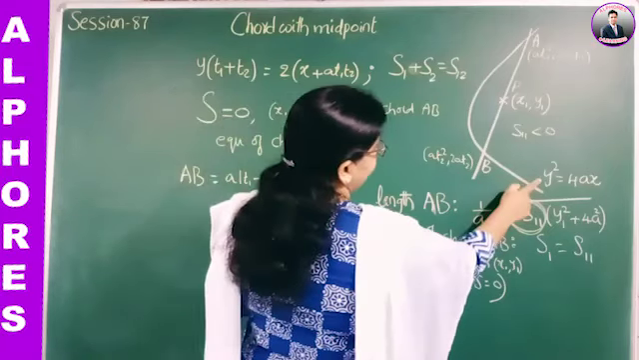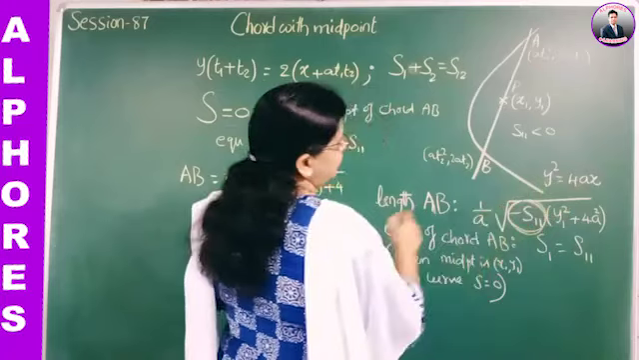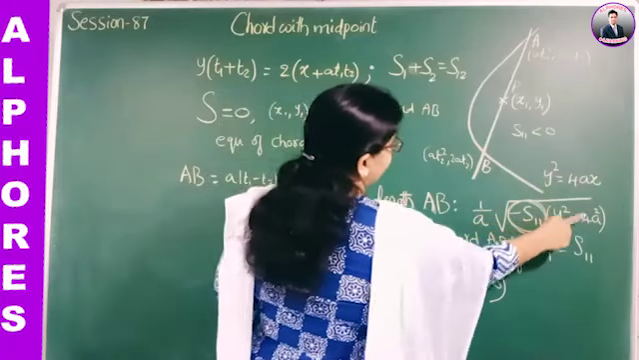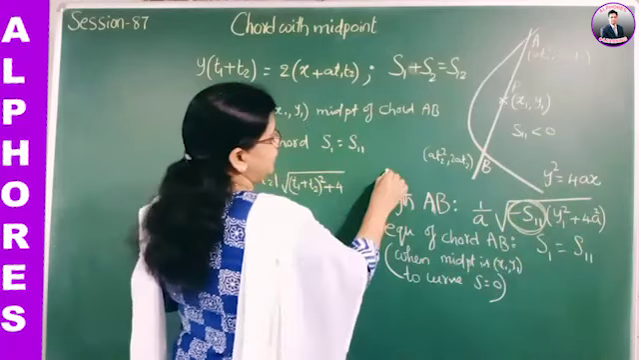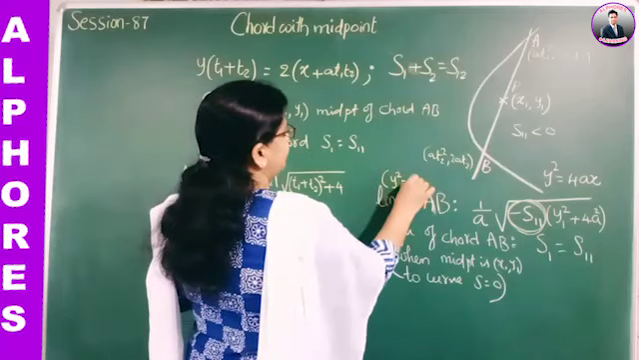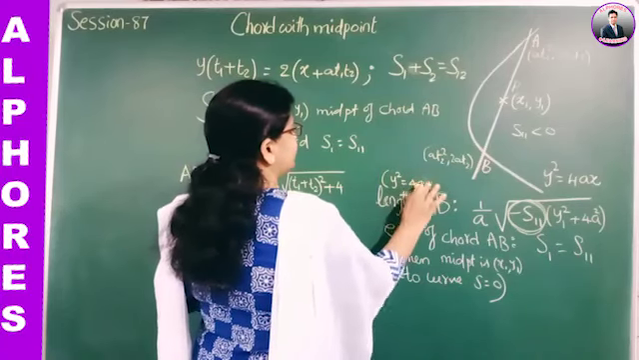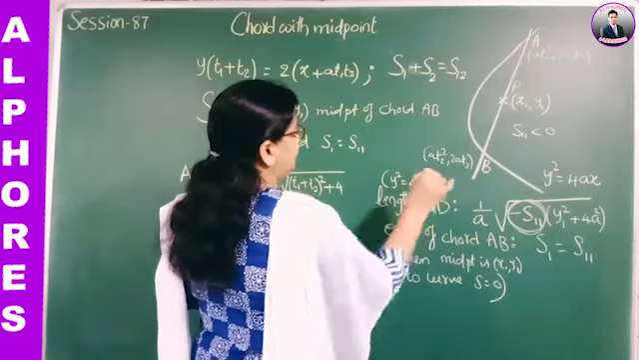What is the curve here? Y square equal to 4ax. Because we are using y1 square plus 4a square, this is for y square equal to 4ax. This kind of formula you can observe.